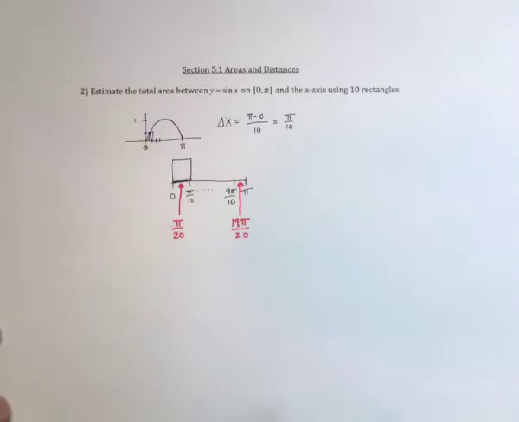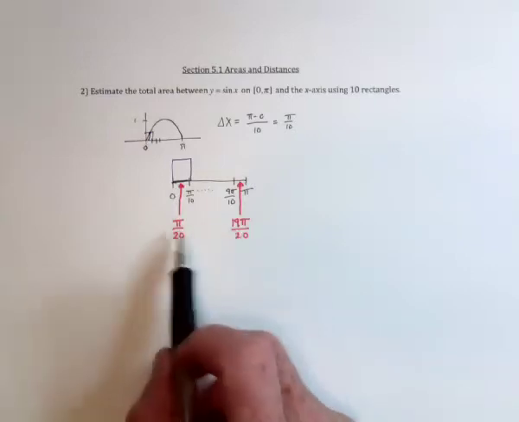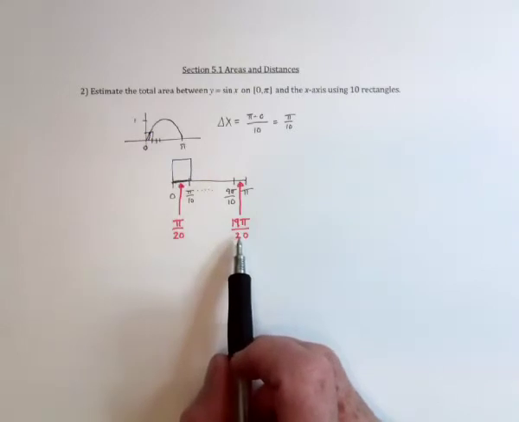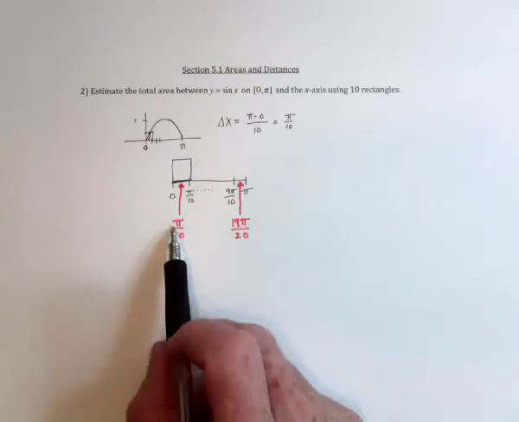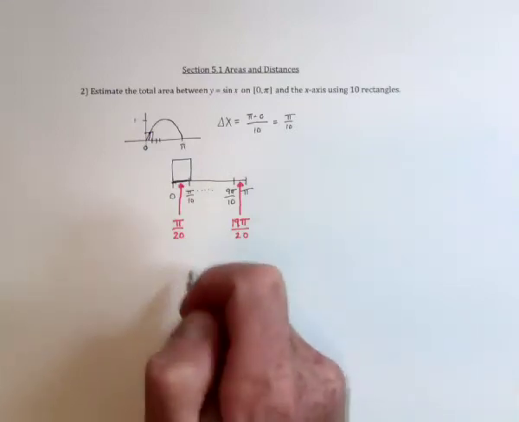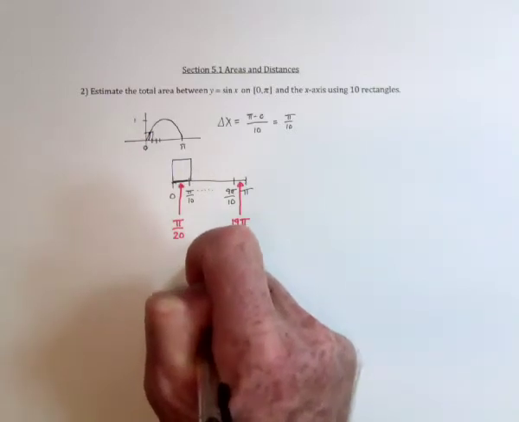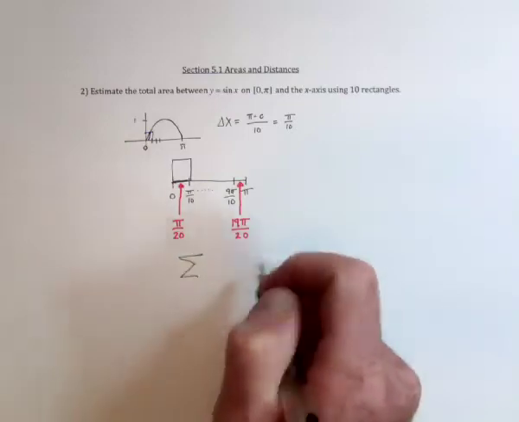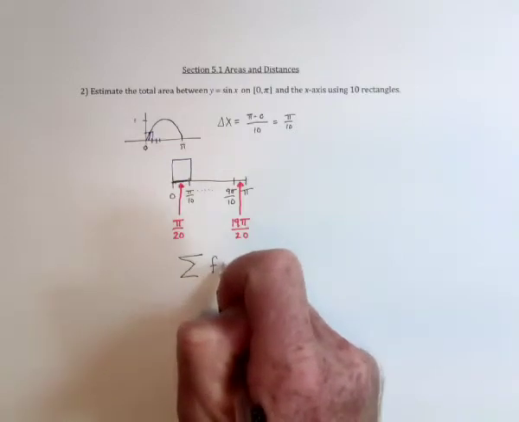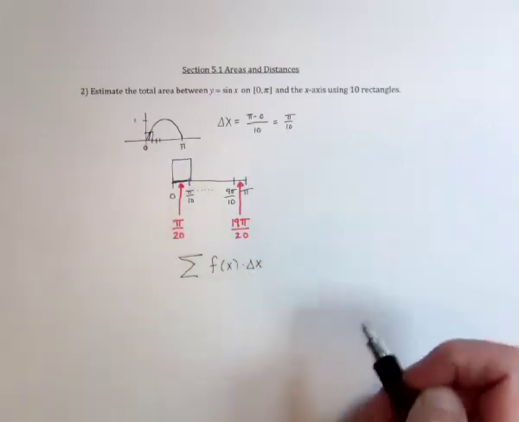Okay, so those are the numbers that are going to be substituted into the function to find the heights. We would need to do 10 of those between 1/20th of pi and 19/20ths of pi. So it would be the odd numbers, 1, 3, 5, etc. We can also have the calculator do this. The mathematical notation for it would be take the sum, and instead of using y, I'm going to use f of x times delta x.